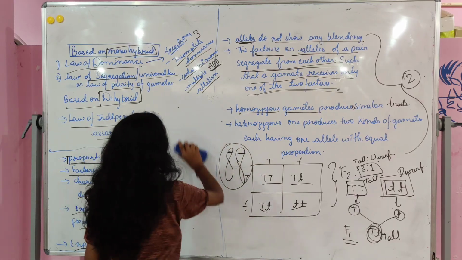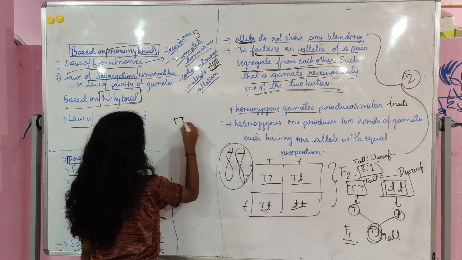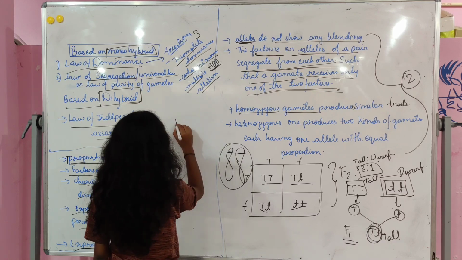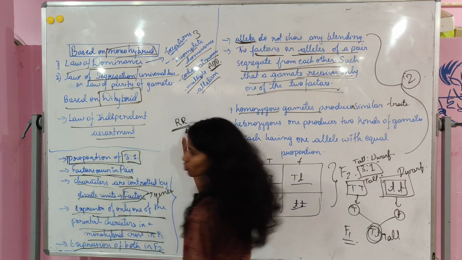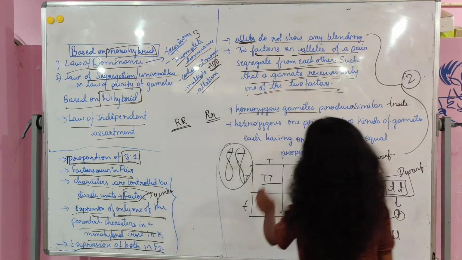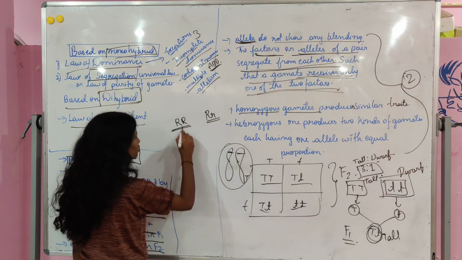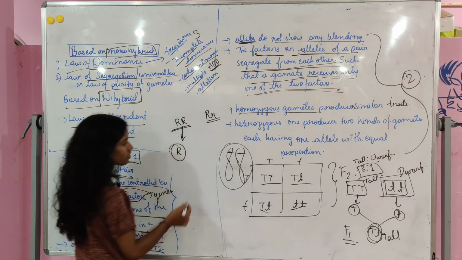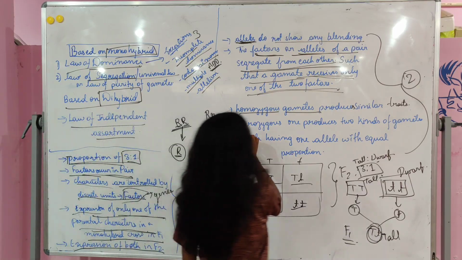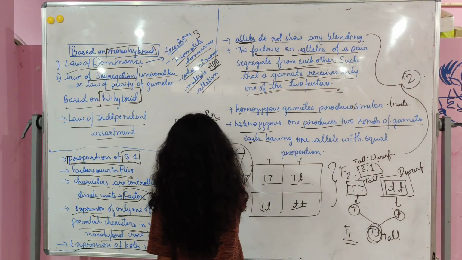Homozygous gametes are where both the traits are similar. Big R R and small r r. This is homozygous and this is heterozygous. So what they say is homozygous individuals produce similar gametes. You see, this is homozygous, so this gamete will have similar alleles. This R is similar to this and this. And here, heterozygous produces two kinds of gametes, R and r.